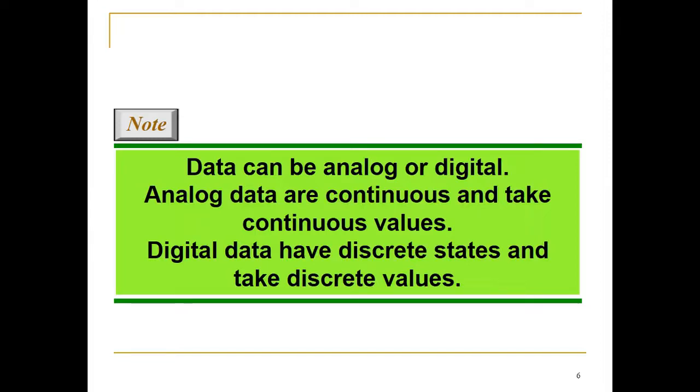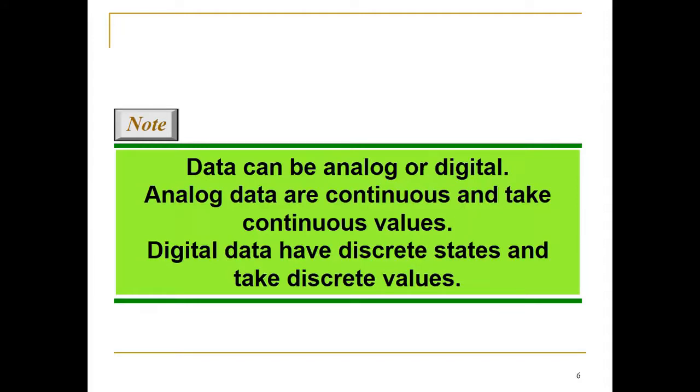Signals can also be, which is the same thing, analog or digital. Analog signals do have an infinite number of values in a range. So if we talk about analog data being continuous, then obviously it will take continuous values. So if we do have analog signals, it means its values will be continuous in an infinite range.